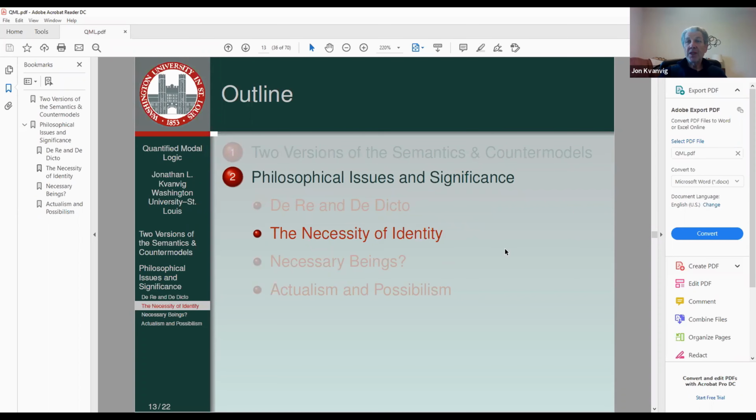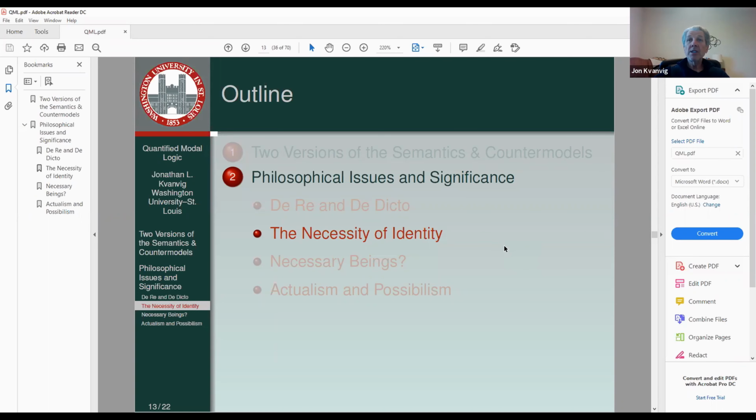Second problem is whether identity is necessary or not. And for a long, long time, people thought, well, sometimes it is, sometimes it isn't. So remember, one of the theorems of quantified modal logic and standard first order theory is A equals A. A equals A is a theorem. And in modal logic, one of the first things we learned is that if you have a theorem, you can put a box in front of it.